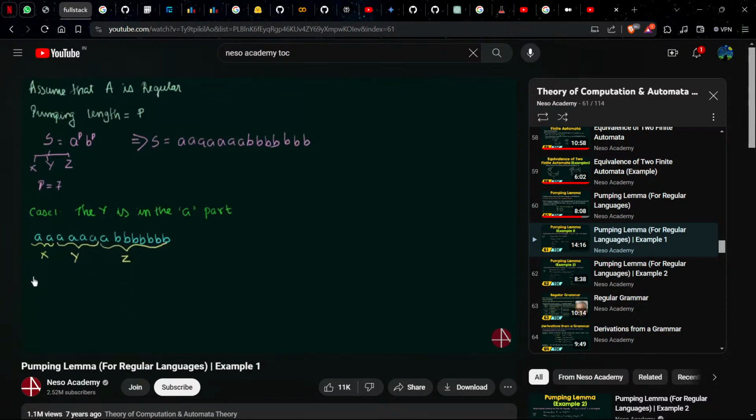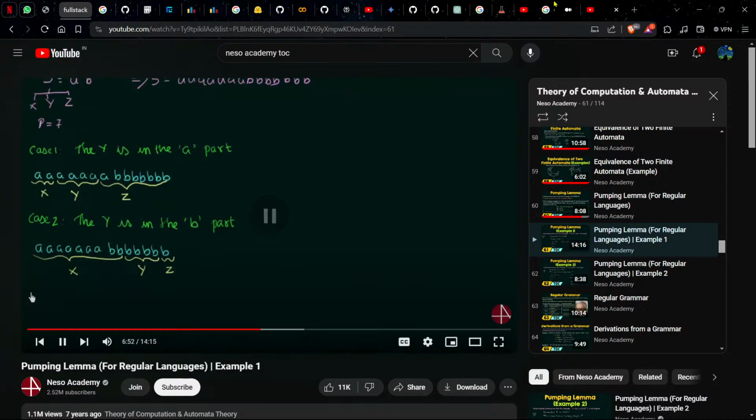and there is another way we can divide. How is that? Let's say case number 2. Case number 2 says that the y is in the b part. Alright, so what do I mean by this? Let's say we have 1, 2, 3, 4, 5, 6, 7, 1, 2, 3, 4, 5, 6, 7. Now I'll divide it in such a way that the y is in the b part. For that, let me take these 4 from here. Okay, this is my y, and then this whole part is x, and this one will be z. So y contains only b. That is case number 2.